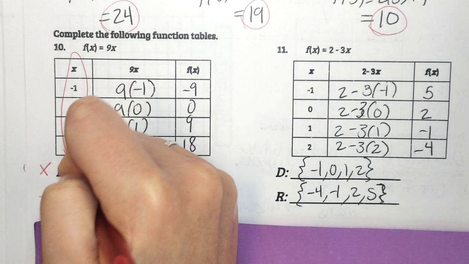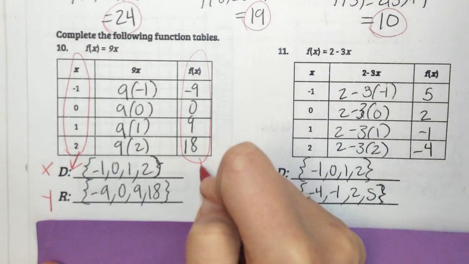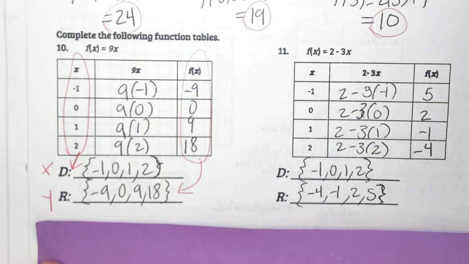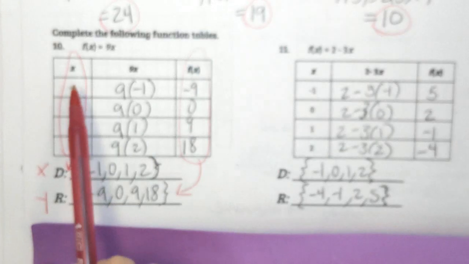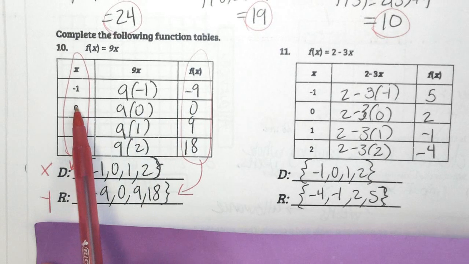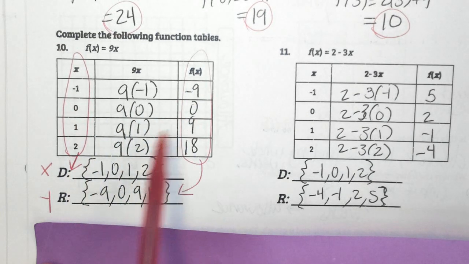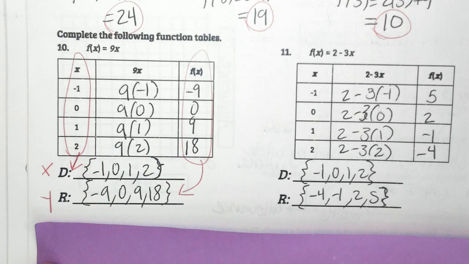So this is coming from here. This is coming from here. It's the same rules as the other sides. We put on those braces, we put them in order, least to greatest. We don't repeat numbers if they show up more than once, okay? So 9 times negative 1 is negative 9. 9 times 0 is 0. 9 times 1 is 9. 9 times 2 was 18.